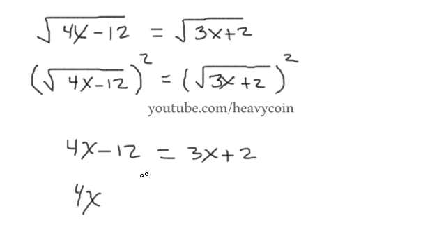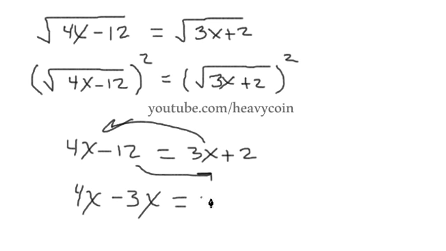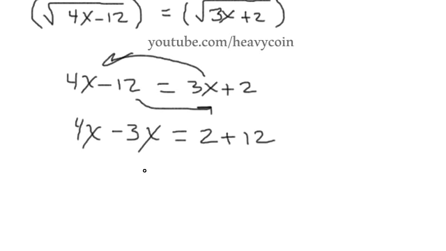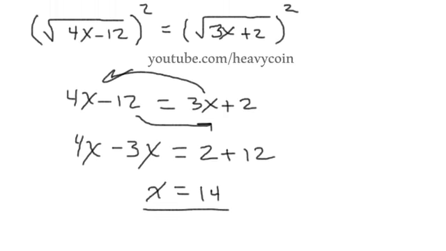And so I'm going to bring this 3x over, and when I do, it becomes a minus 3x, and then I'm going to bring this 12 over here, and so we have 2 plus 12. And let's see what happens here. 4x minus 3x is x, and this just becomes 14. So 14 is our solution.